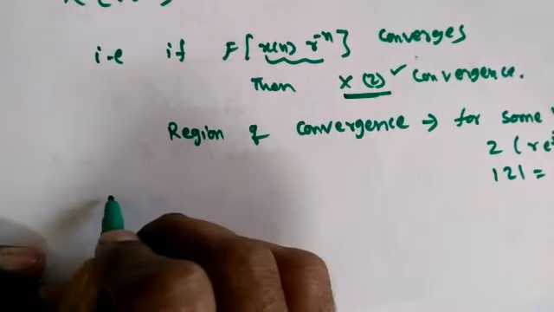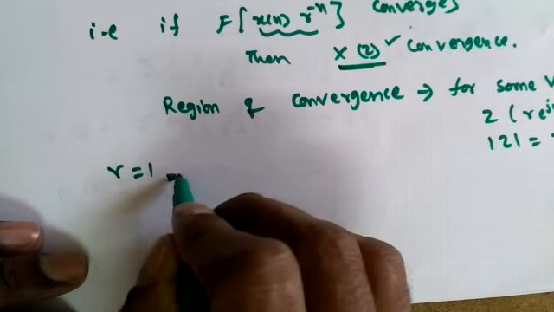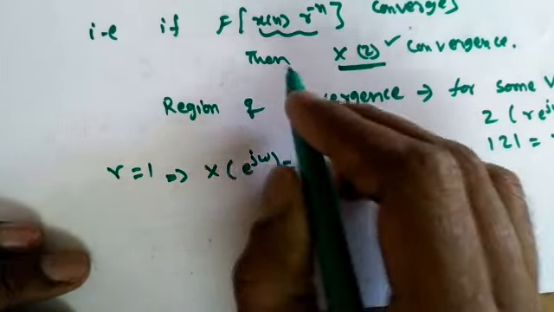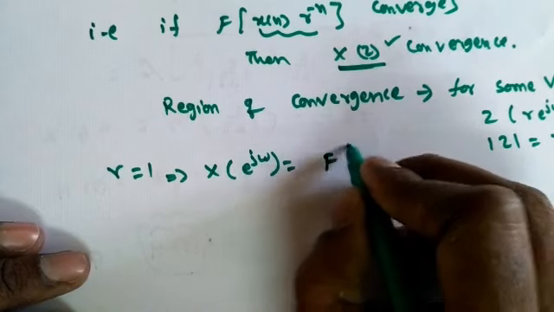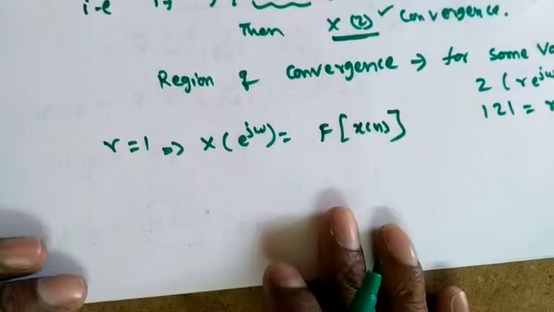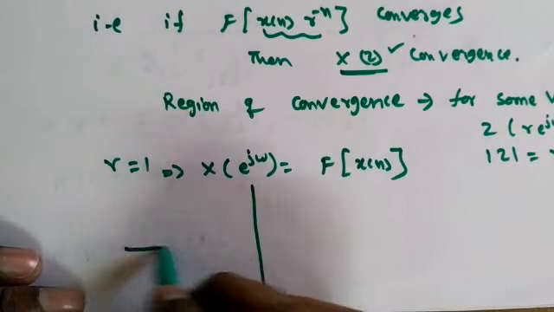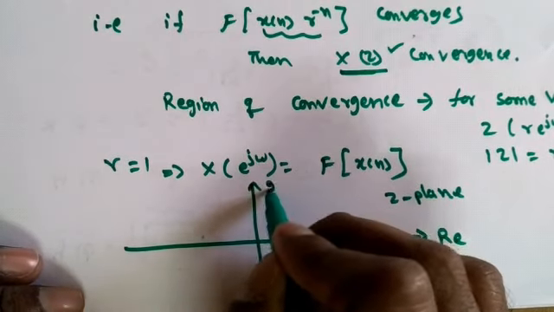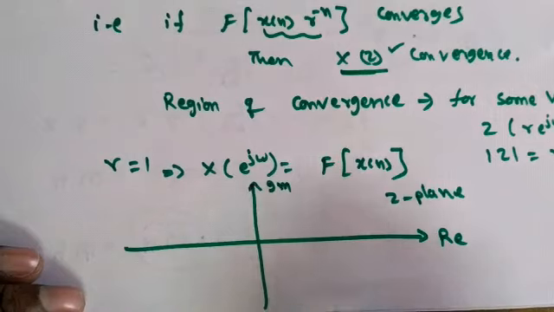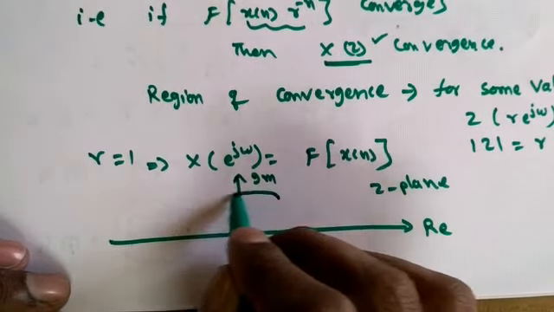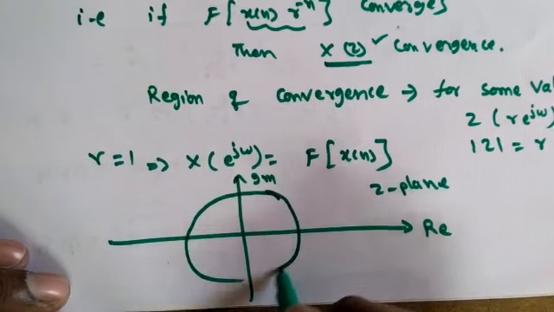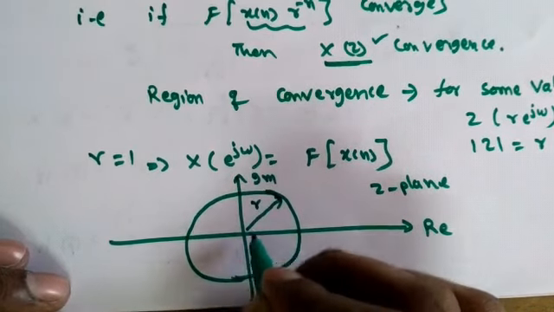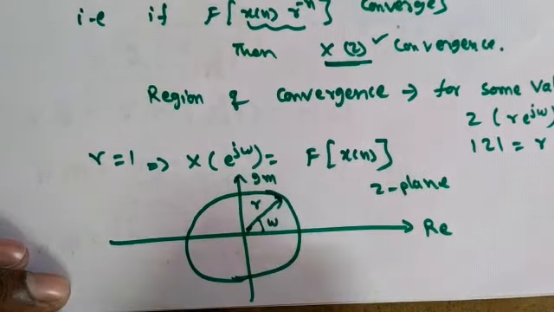Now, just now we have seen that if r is equal to 1, then x of e power j omega is nothing but the Fourier transform of x of n, right? Now if I convert this into circles here, this is the real part, this is the Z plane, and this is the imaginary part. I told you we'll have circles in the Z plane. Now what is the circle? The center is always the origin, and the radius of this circle is always r, and this is the phase omega, right?